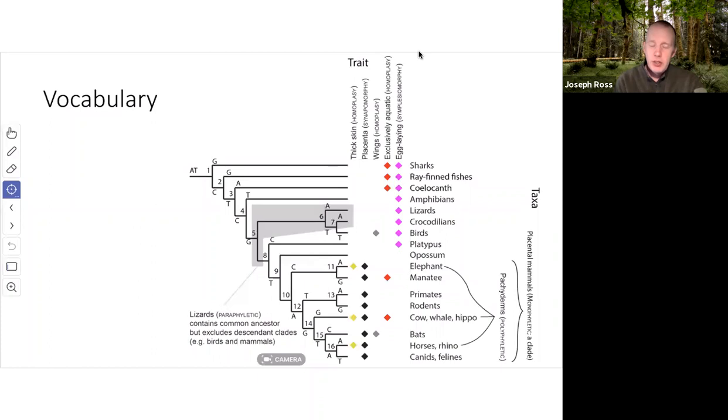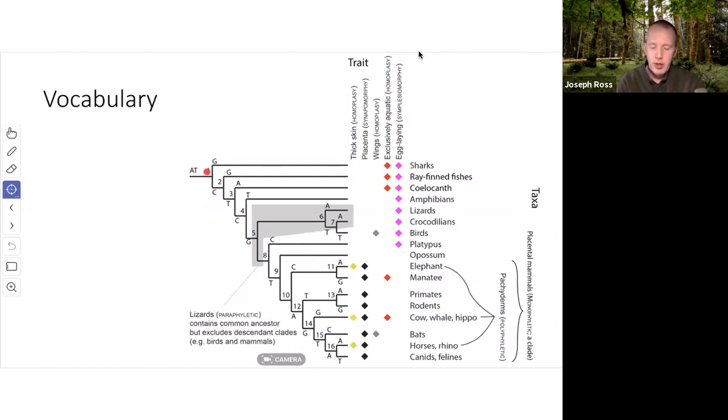We've got symplesiomorphy. That's another term related to traits. So we're going to start with the terms that define or help us describe the traits that we use to build a tree. Homoplasy is one. Those are the bad ones. Symplesiomorphies are also sort of inaccurate. These are traits that are shared by some but not all of the descendants of a lineage.